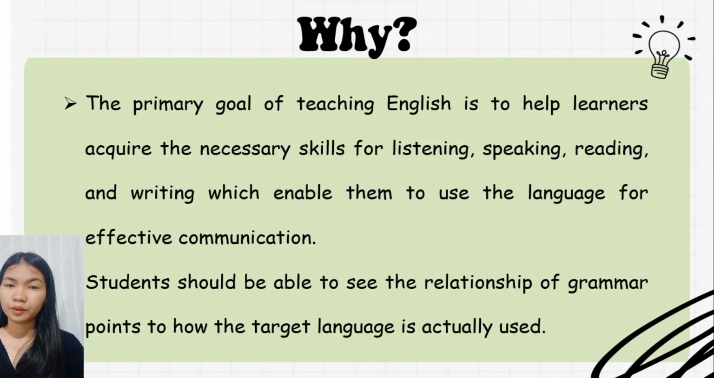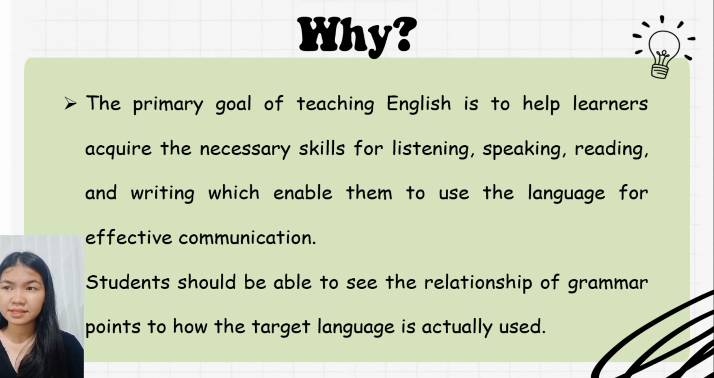Now, why do we need to know the rule of use? The primary goal of teaching English is to help learners acquire the necessary skills for listening, speaking, reading, and writing, which enable them to use the language for effective communication. It means that the main aim of teaching English is to equip learners with the skills just mentioned, so that they can effectively communicate using the language.